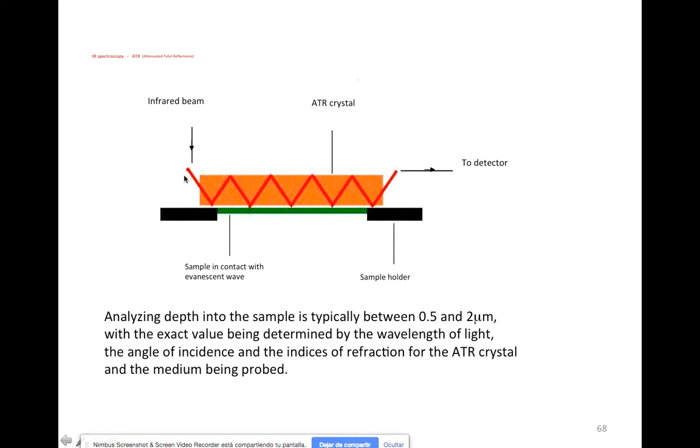The beam passes many times through this crystal and then goes to the detector. This is a surface sensitive technique, and you can use some tricks to really extract the information on the surface. Basically, what you can do is, for instance, take a treated material and an untreated material, and then subtract the spectra, and then you might see the difference on the surface.